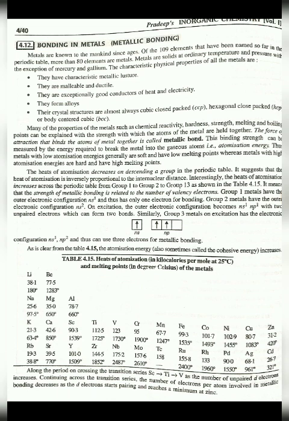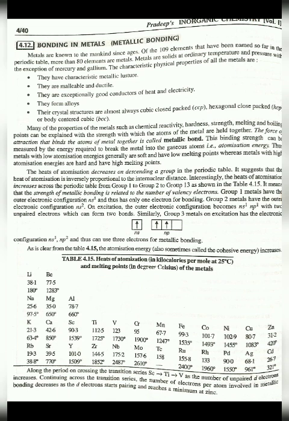The characteristic physical properties of all the metals are: they have characteristic metallic luster. They are malleable and ductile. They are exceptionally good conductors of heat and electricity. They form alloys. Their crystal structures are almost always cubic close packed (CCP), hexagonal close packed (HCP), or body centered cubic (BCC).